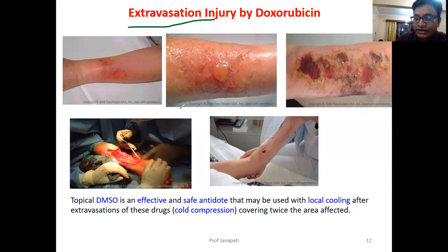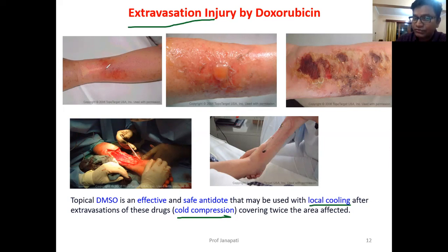You can use that dexrazoxane. Along with that, cooling, local cooling should be done. Cold compression should be done so that this injury is decreased. One more drug, Vinca alkaloids, also produce extravasation injury, but there we use hot compression, not the cold compression.